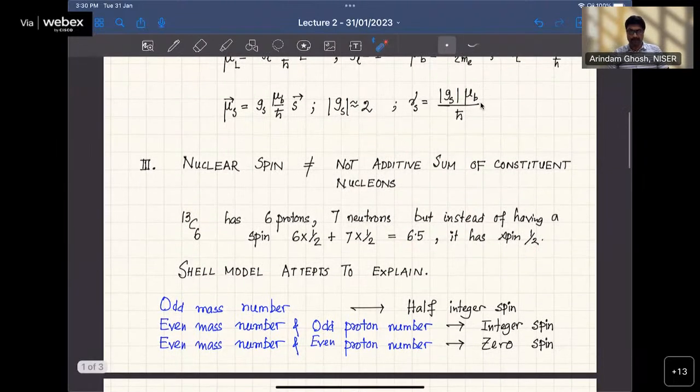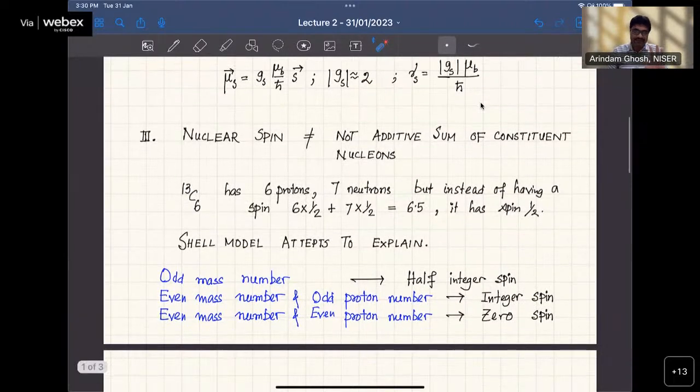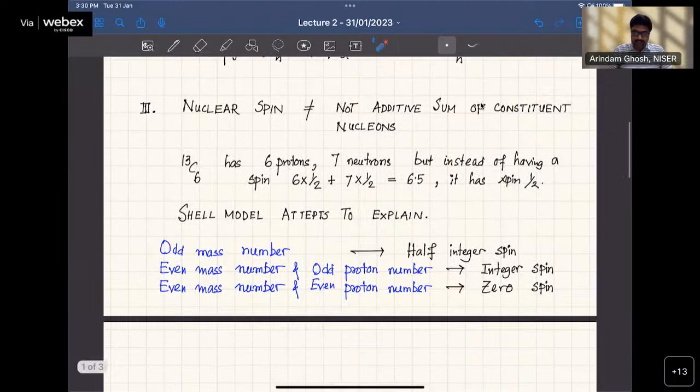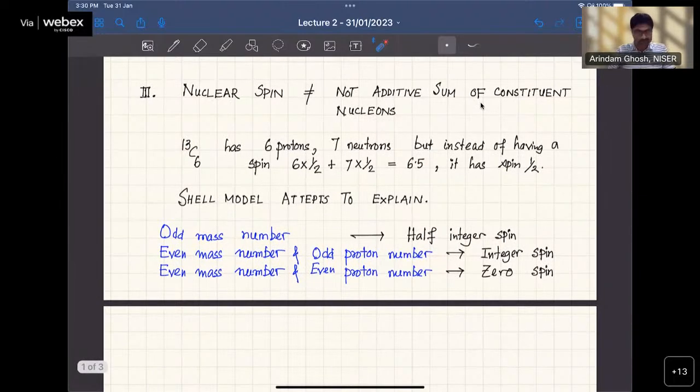So what's happening? Why are they not simply getting added up? Or, fine, they are not getting added up, agreed, but what's the rule? How can we calculate the spin? Well, straightforward theories are very complicated. The shell model tries to explain it using a model. And these are the rules that we did last time. If you have an odd mass number, like the 13 we have here, then you have half-integer spin. If you have an even mass number, then depending upon whether you have odd protons or even protons, you have these cases. This is something that we did last class.